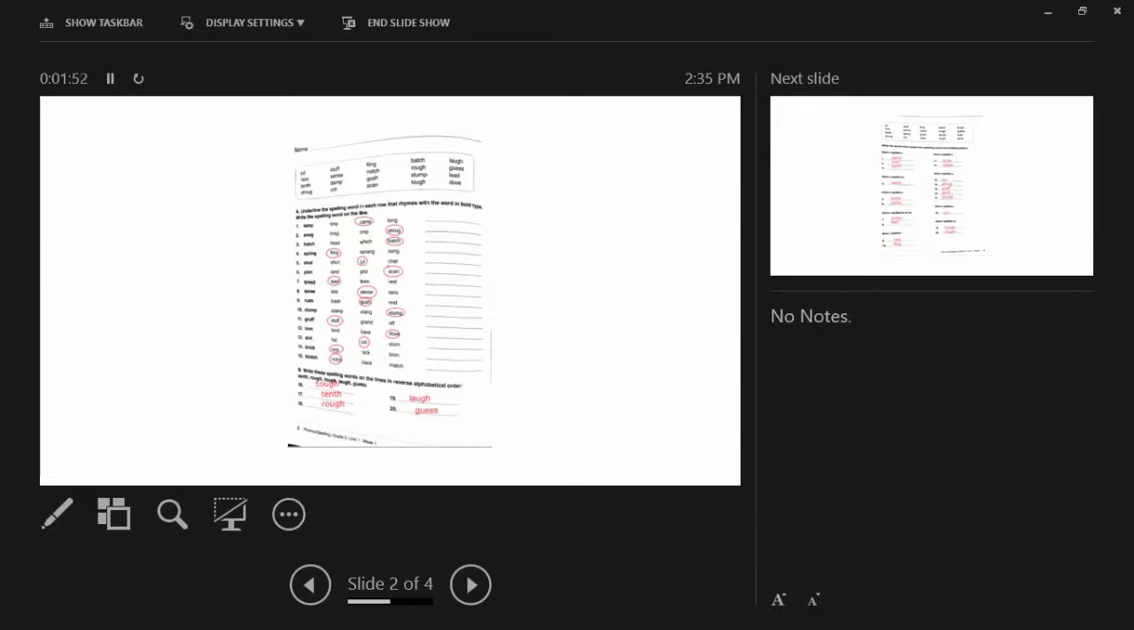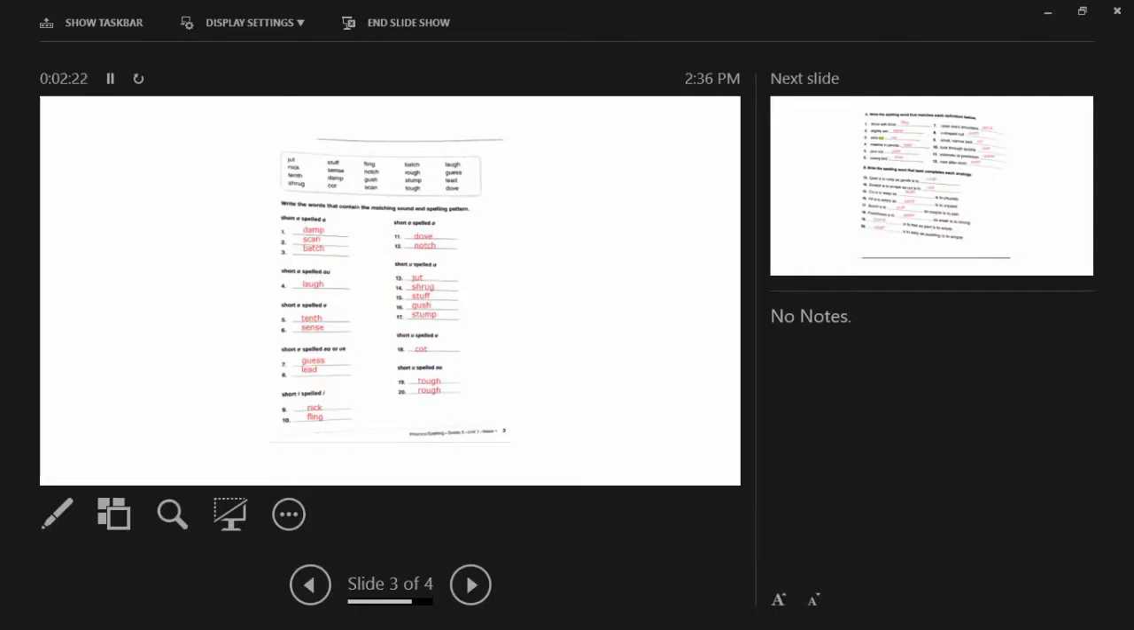nick, blot, knot. And part B, write the spelling words, underlined, in reverse alphabetical order. Reverse means the opposite, start from Z, Y. So number 16, tough. If there are 2 words you have to take the second letter as well, like tough and tenth, so T-O and then T-E, because it starts from the opposite. Tough, tenth, rough, laugh, guess.